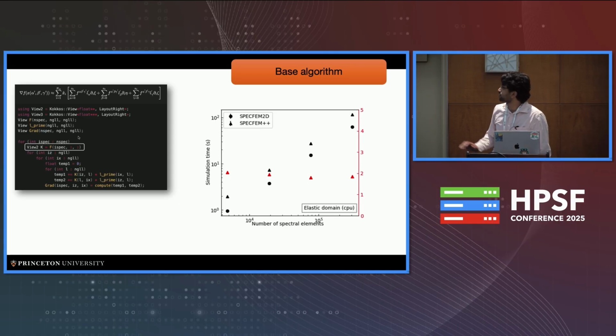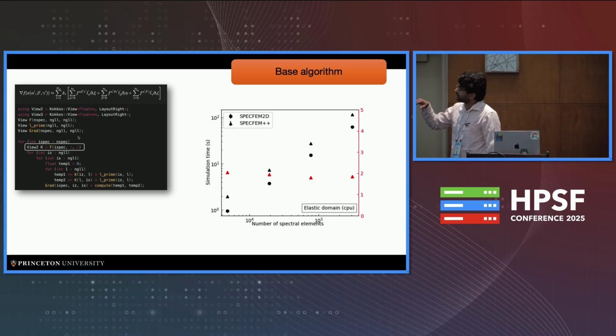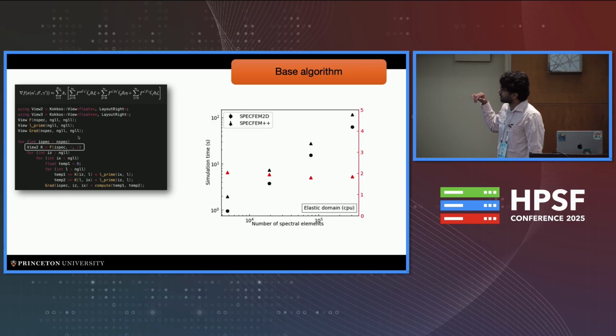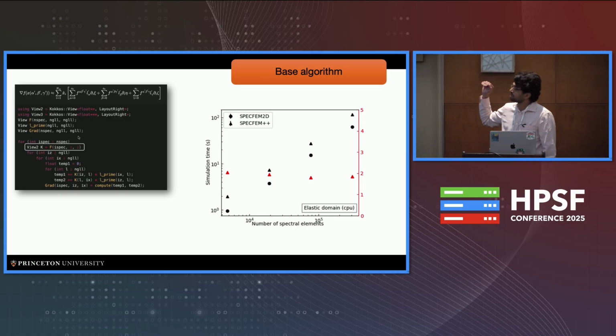If we compare the performance of this baseline algorithm, on the x-axis we have the total number of spectral elements. On the y-axis is the simulation time. The circular dots are the Fortran performance, which is what we want to beat. And the triangles are SPECFEM++, which uses Kokkos. Right now you can see it takes about twice as long for the C++ version compared to the Fortran version.